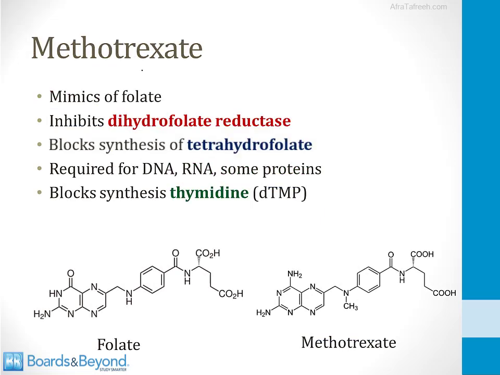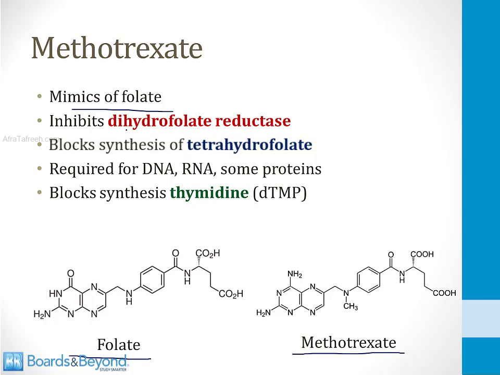Our next drug is methotrexate, which mimics the structure of folate. At the bottom left side of the screen is the vitamin folate. Methotrexate is shown on the right side of the screen. You can see that it has a very similar chemical structure. By mimicking folate, it blunts the synthesis of DNA nucleotides, and therefore it indirectly decreases DNA synthesis.